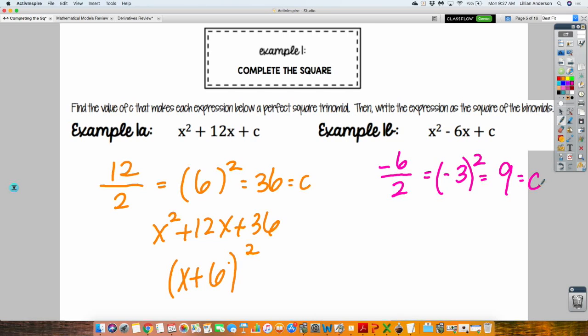Now, I'm not just writing the -3 just to square it, just to show all my steps. But remember, whatever number you get when you take half of b is what goes into this parenthesis when you write it as a square of binomials. To do x minus 3. Exactly. So it'll be x minus 3 squared. And it works that way every time. Whatever this number is what's on the inside of the parenthesis.